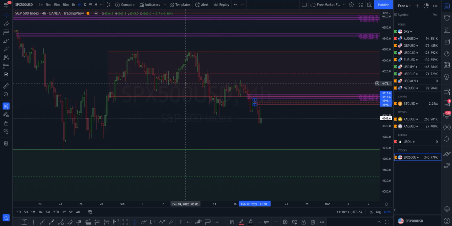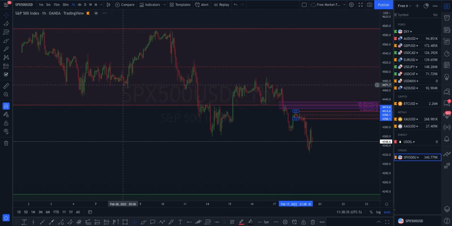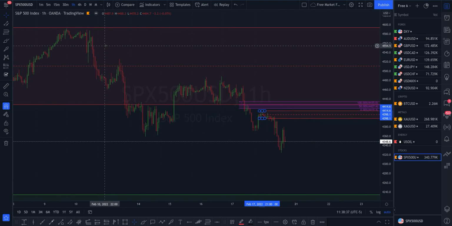Trying to see where can we take sales from, or look for sales from rather. No. I mean, it's very possible it could come up there because that could be a lower. That could be a 1-hour zone up here that hasn't been mitigated. Yeah, this is a 1-hour zone that hasn't been mitigated. This is a 1-hour zone that hasn't been mitigated as well.